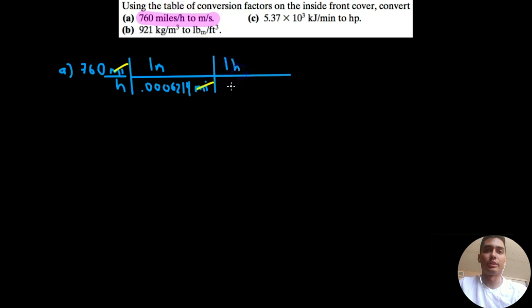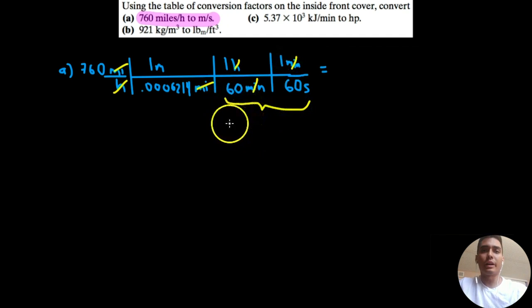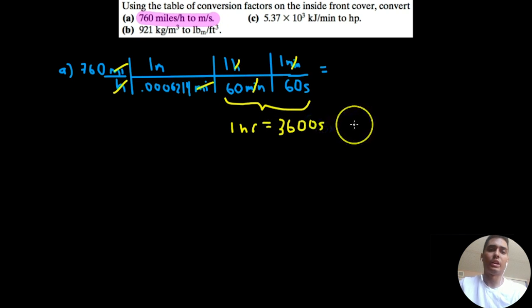Now let's simply convert hours. 1 hour is 60 minutes. And of course, 1 minute is 60 seconds. Hours and hours, minutes and minutes. I know that 1 hour is 60 times 60, which is 3,600 seconds. So from now on, I'm going to use a conversion factor.